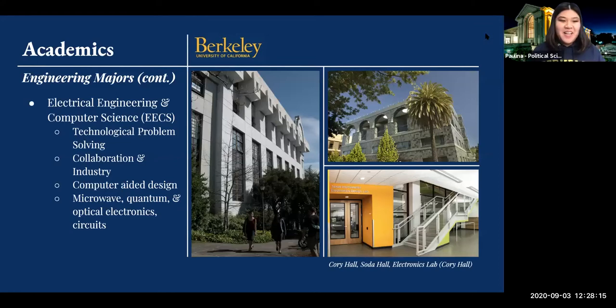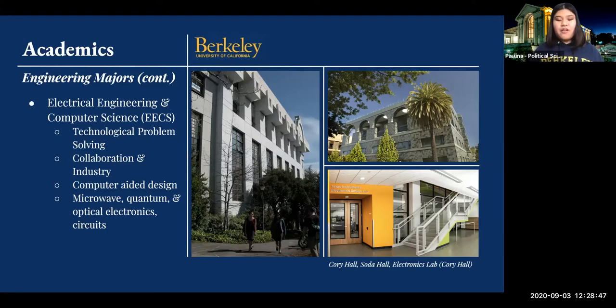Thanks, Kristina. And now I believe this is our last major of the College of Engineering. We have Electrical Engineering and Computer Science, most commonly known as EECS. If you ever hear EECS, you can know that it's this major. Some things that we focus on in the major: a lot of technological problem solving, collaboration in industry, computer-aided design, microwave, quantum, and optical electronic circuits. So there's a lot of cool things going on in EECS.